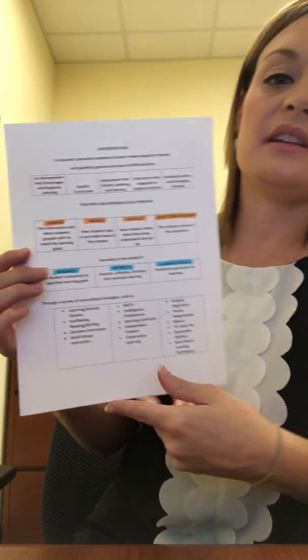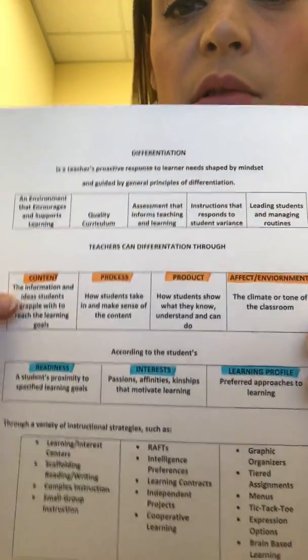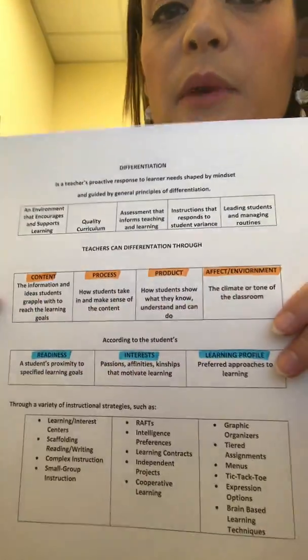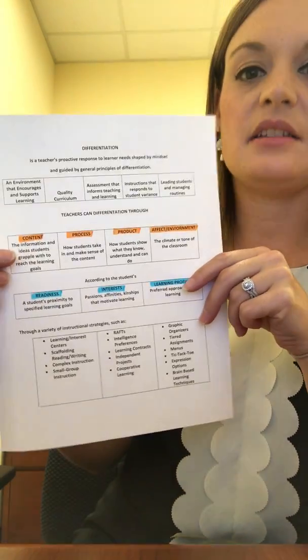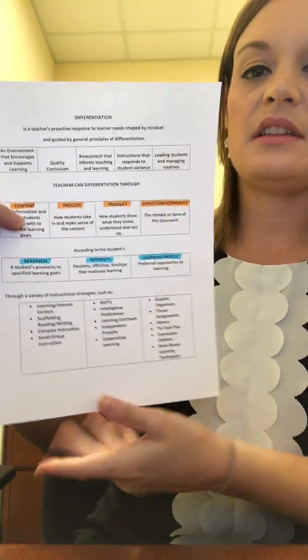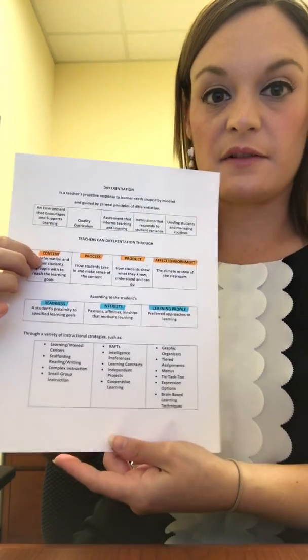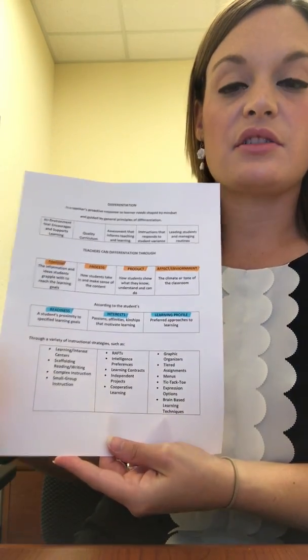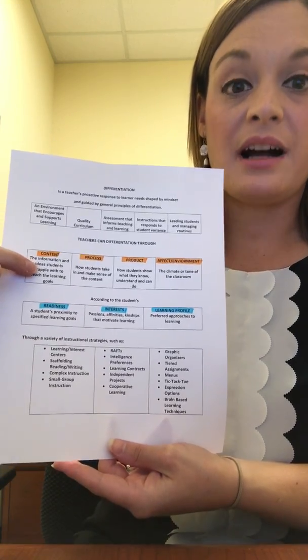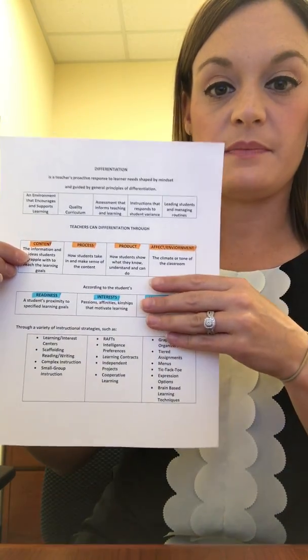But if you look closely at this document, the neat thing, and I've highlighted mine in orange, these are 4 different ways that teachers can differentiate. You'll see that here it talks about content. Maybe all students aren't ready for the same content. So as a teacher, you can differentiate the content that you're presenting to the students.